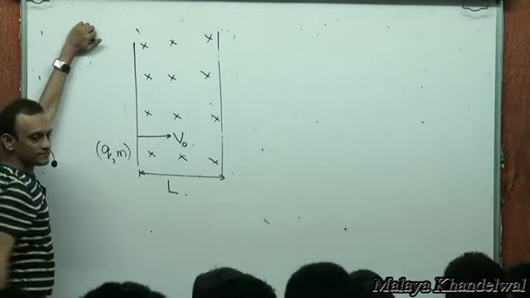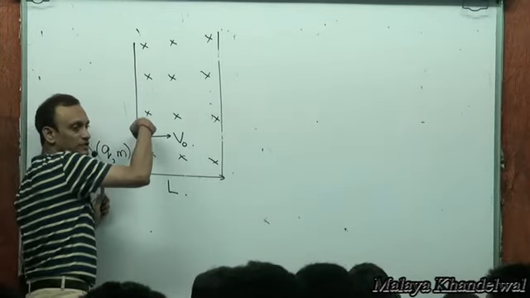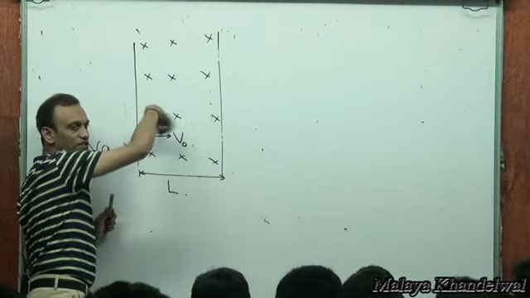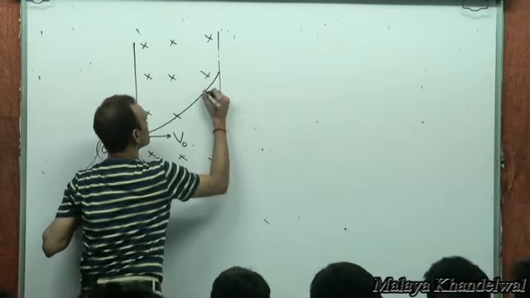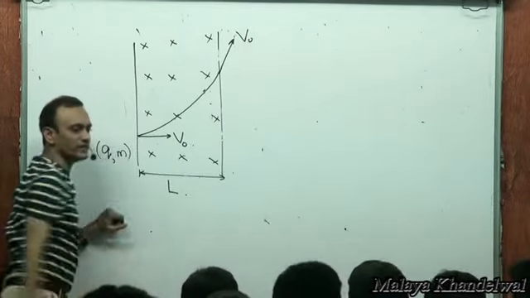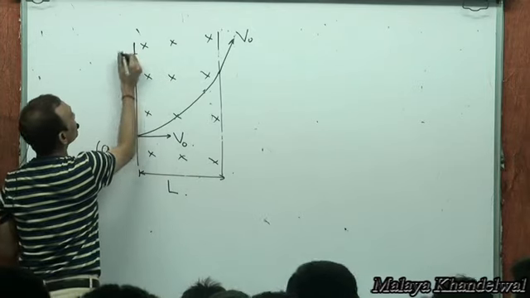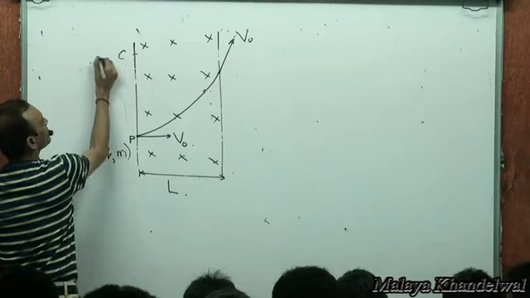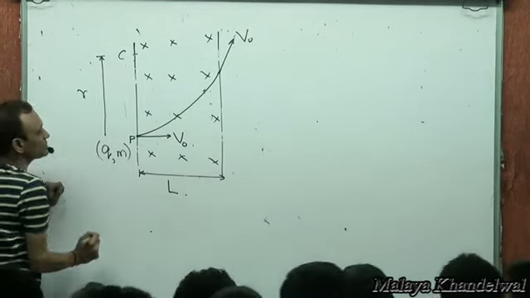Say Q is positive. Then very clearly V is like this, B is into the plane of the board, so V cross B would be like this. It will execute a circular path in this region, which is this. Its speed will not change. Why? Because the kinetic energy will not change, right? The center of the circle will be somewhere here. So the particle P enters here, and this would be the radius of the circle.